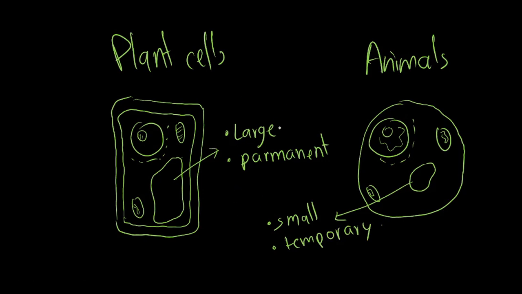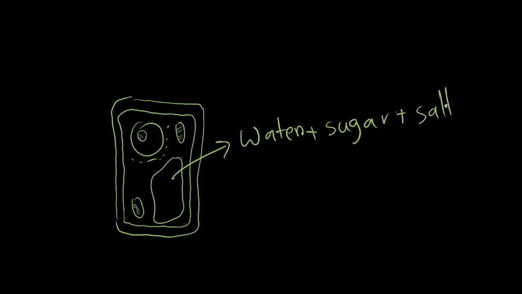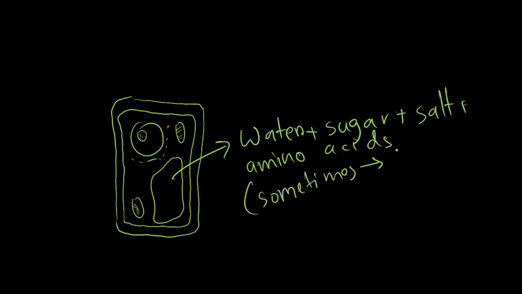Now, focusing on the structure of this, inside of a vacuole, what is there is actually water, okay? So it's filled with water, and at the same time sugar, salt, and amino acids. Now, not always, but sometimes there's also some small waste. Not always, though.